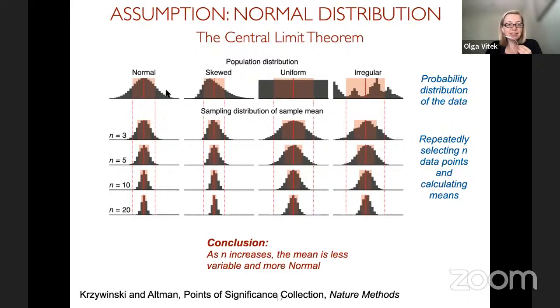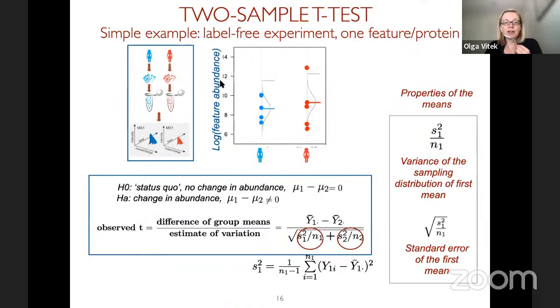This said, you see that if we start from the normal distribution, those means are much more reproducible for 20 replicates than if we start with something irregular. So there is an advantage when our starting population is closer to normal. This is why we take a log transformation of the data, so that the starting point is closer to normal distribution.